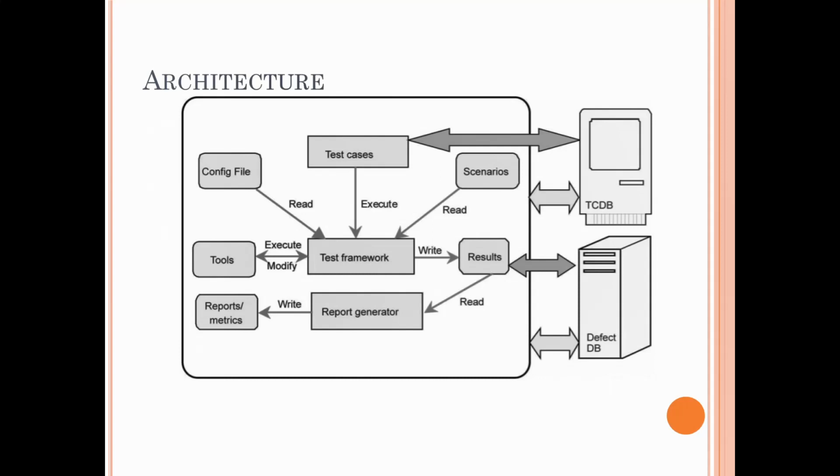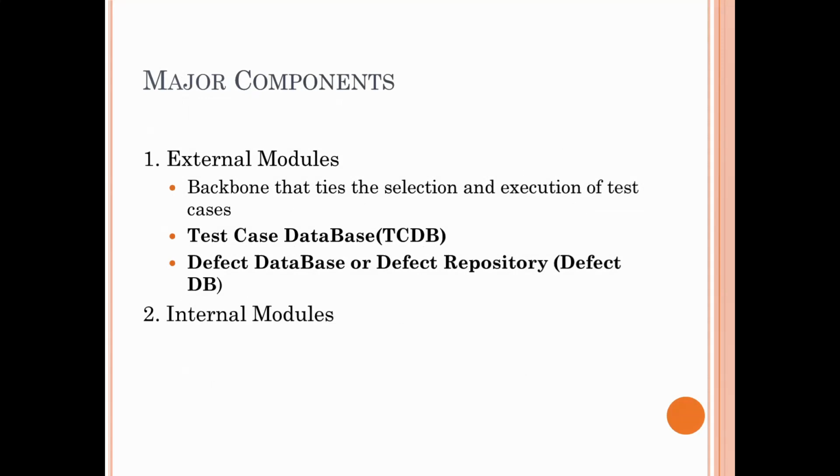As you see, we have two different modules in the architecture. One is the external module, another one is the internal module. In the external module, we have two important components: one is the test case database, another one is the defect database. In the internal modules, we have config file, test cases, scenarios, results, test framework, report generator, tools, reports and matrix. We will see the functionalities of each component one by one.